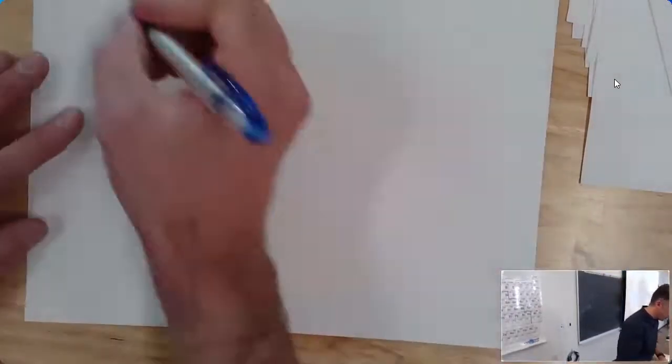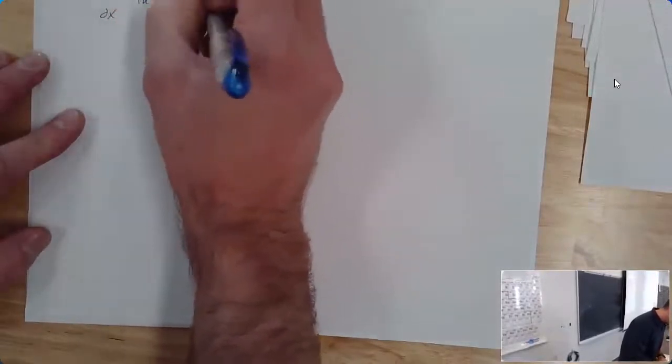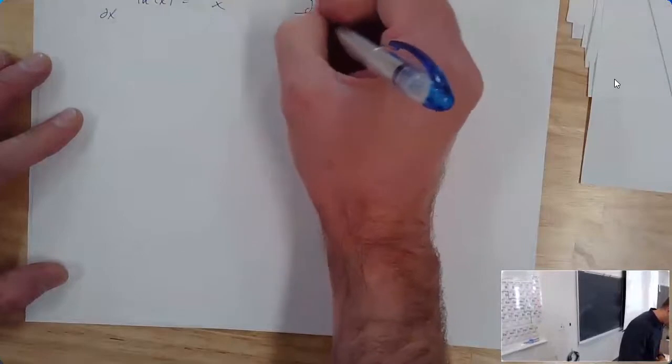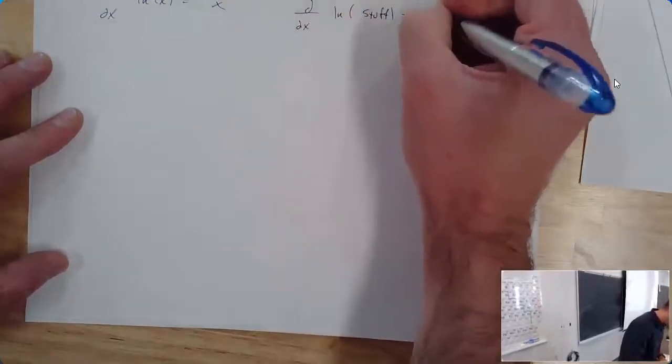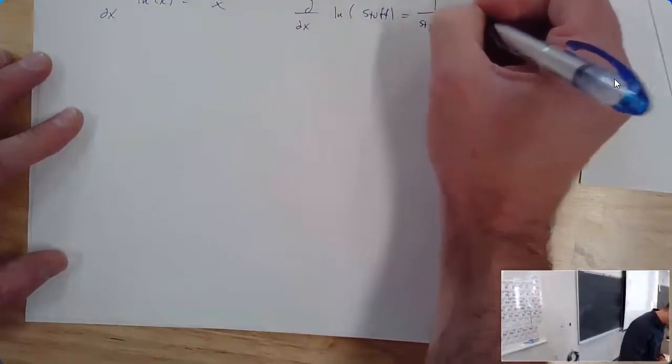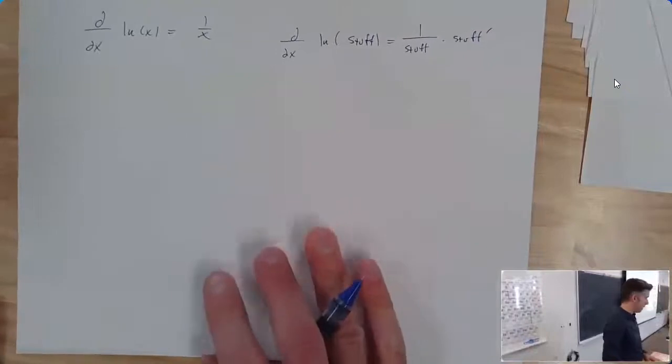Okay, so natural log of x, derivative is 1 over x. Definitely want to memorize that for sure. And in a similar way, the derivative of the natural log of some stuff is equal to 1 over the stuff times the derivative of the stuff.